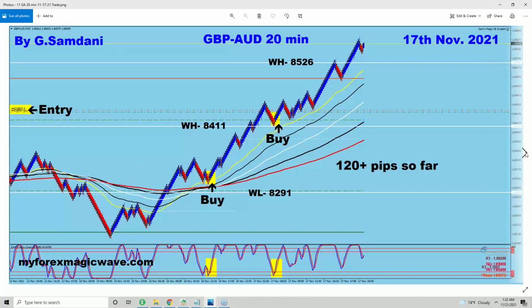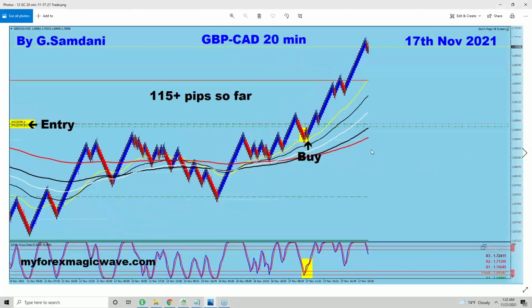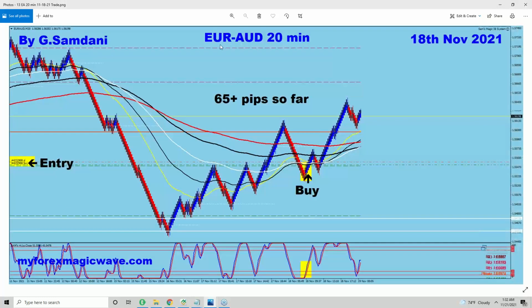Now on the 17th, you have Pound Aussie again. This was the first one. This is the second one for 125. Pound got strong, and every pound pair started to go up. Pound CAD, see that? This is because of pound getting strong. And on the 18th, I have Euro Aussie here, the small trade, the 65 pip.